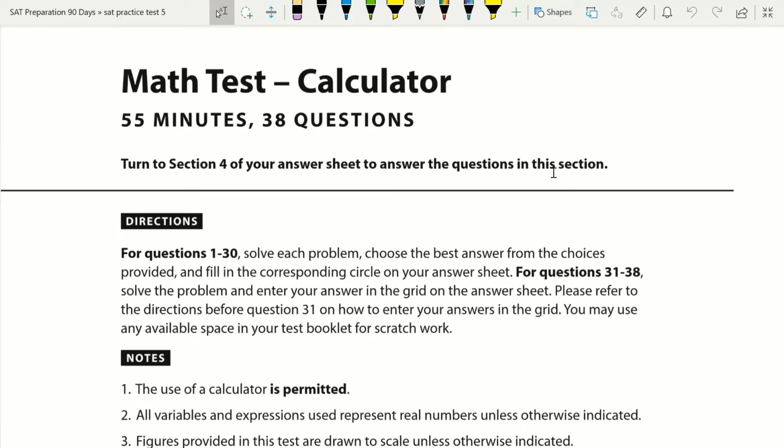If you didn't see yesterday's video, that was day 52. Yesterday I went through how I would recommend pacing the Math with Calculator section. So today that's what I'm going to be showing you. I'll be doing a walkthrough of how I would pace the Math with Calculator section if I were taking it. In this case, it'll be SAT Practice Test 5's Math with Calculator section.